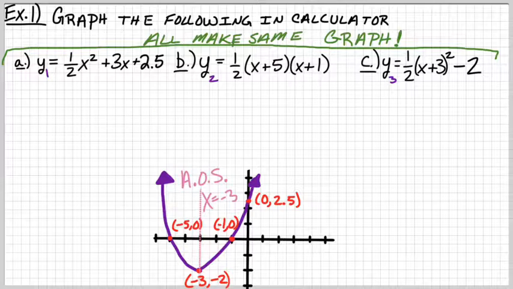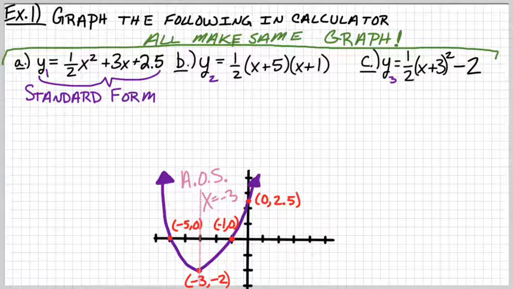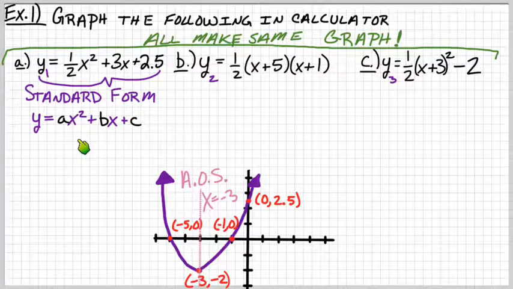Okay, so which form is best for which one? So standard form, that's the very first one. The general form for that is just y equals ax squared plus bx plus c. Notice I just left the numbers in black. a, b, and c, those are all constants.